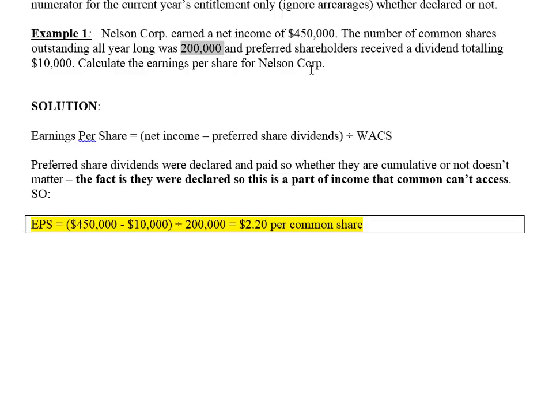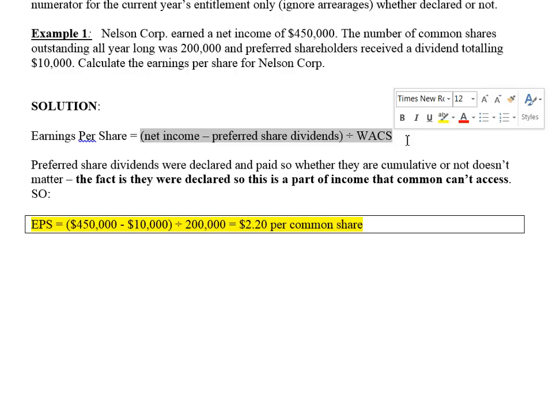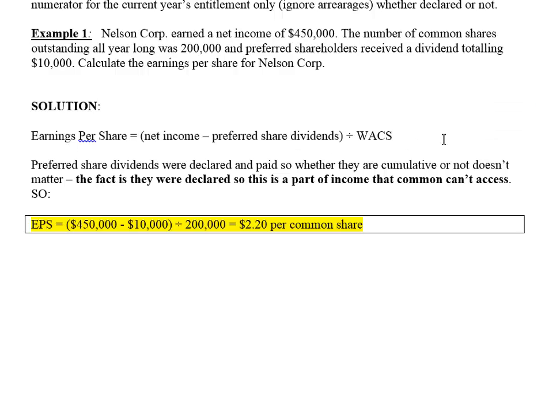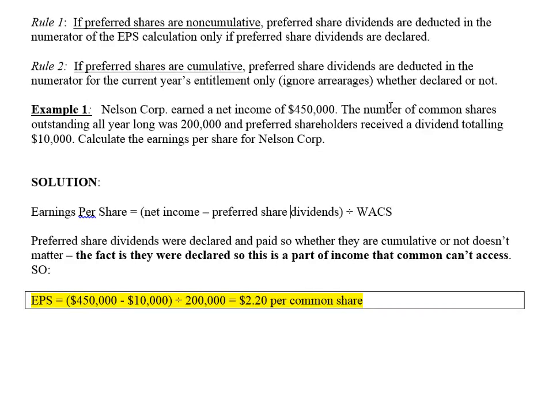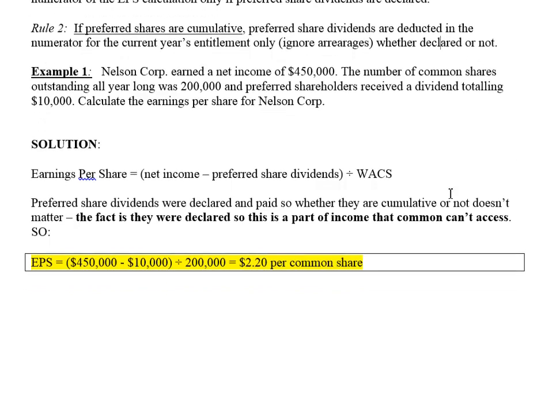So to calculate the earnings per share, we use our formula, which we have here. Now, don't forget, we have preferred share dividends that were declared. So regardless of whether the preferred shares are non-cumulative or cumulative, even if they're declared, which they are, or even if they're not, we're going to deduct the current year's entitlement. So therefore, we would deduct the $10,000. So therefore, we're going to have earnings per share of $2.20 per share.